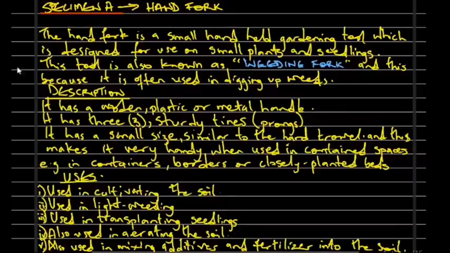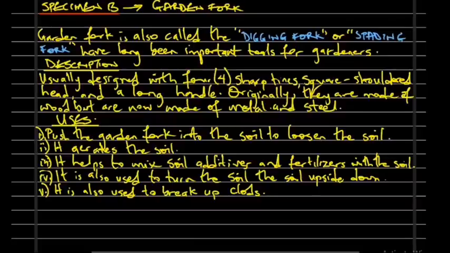So we move over to our next specimen, which is specimen B, and that happens to be the garden fork. The garden fork is specimen B, and it is also called the digging fork, because of its major use. We also use it as a digging fork or a spading fork, and this is because it is a very important instrument used by gardeners. Now usually it is designed with 4 sharp tines, as opposed to the hand fork that we just talked about previously.